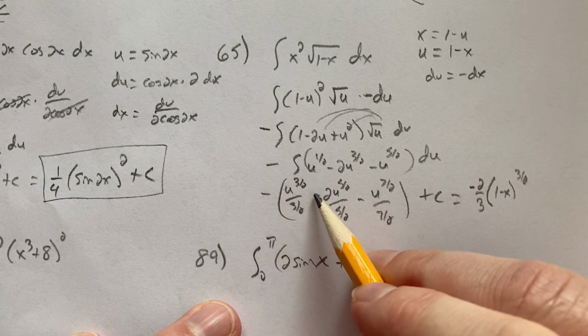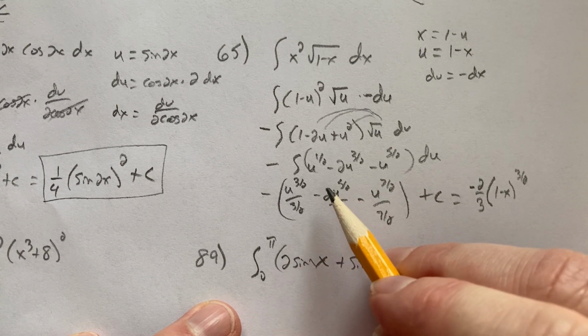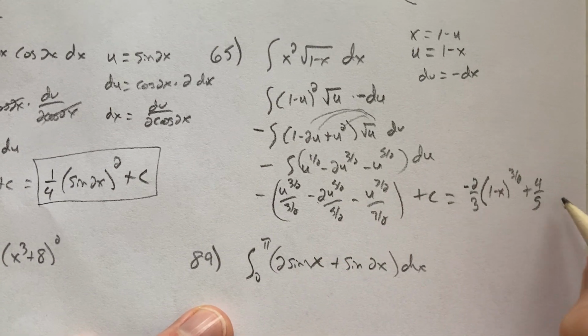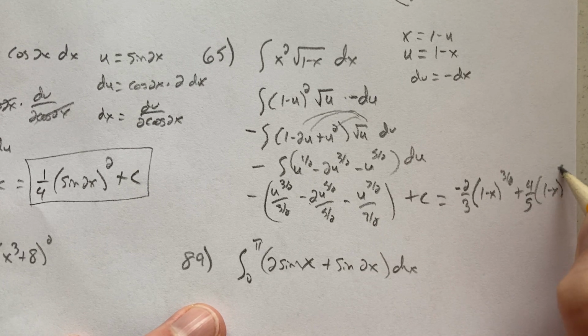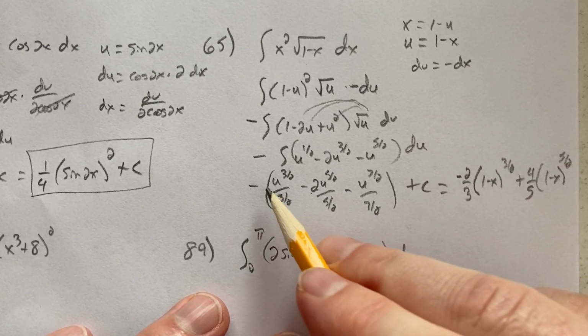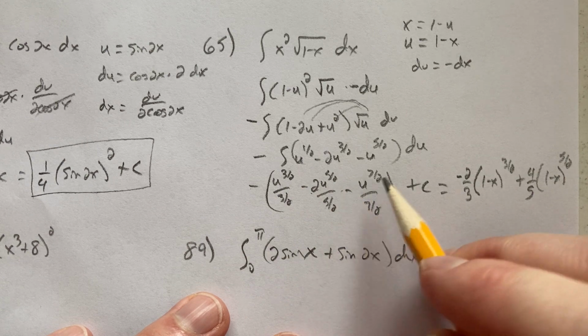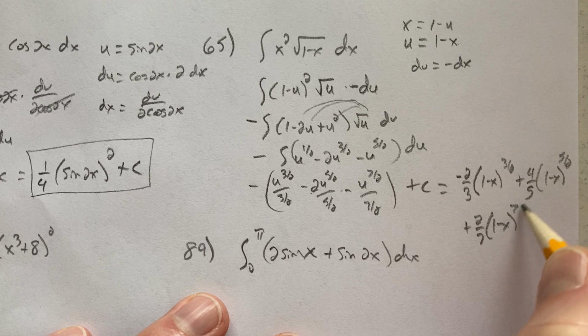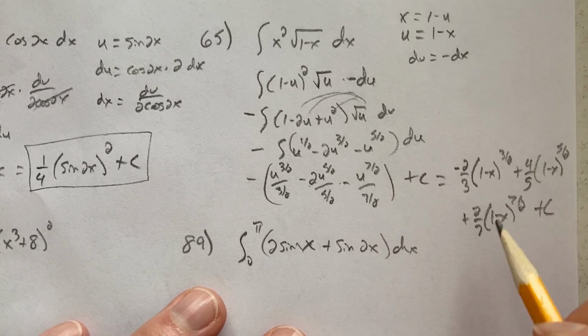Okay. Then I'm going to bring this negative here. That'll become positive. 5/2 flips, becomes 2/5 times 2. That's going to be a 4/5, 1 minus x to the 5/2. Okay. Then the negative and negative cancel. This flips over, becomes 2/7, 1 minus x to the 7/2. And then plus c.